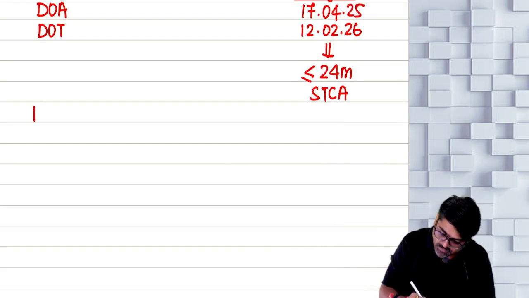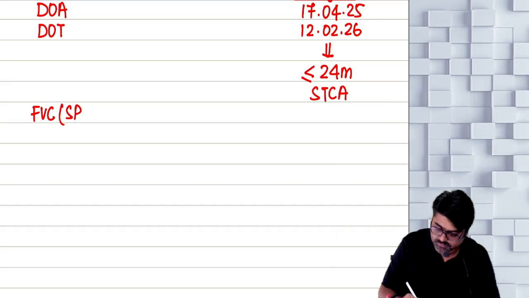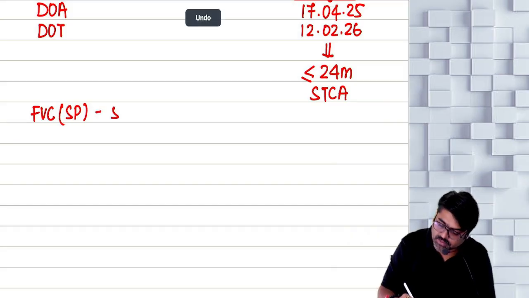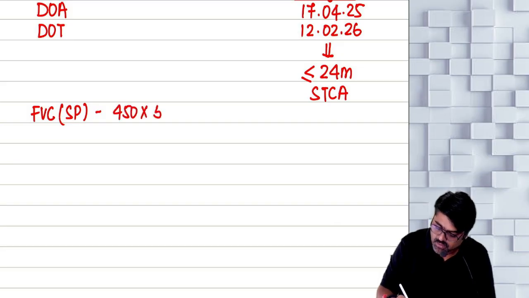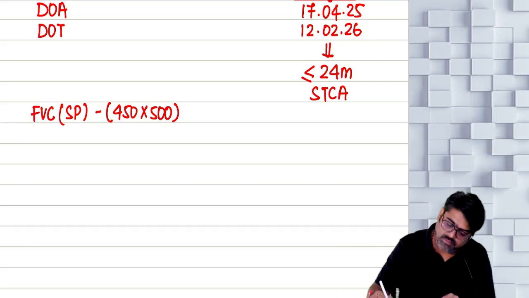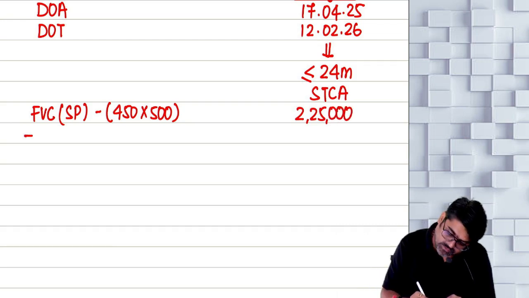Now to calculate that short-term capital gain, same format, full value of consideration. That will be nothing but selling price. So at what price is he selling? He is also selling for 500 rupees per share. So how many shares is he having? 450 shares. He is also selling for 500 rupees per share. So 450 into 500 will be how much? 2,25,000.